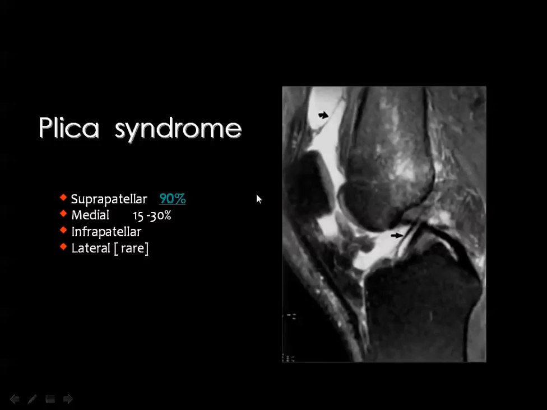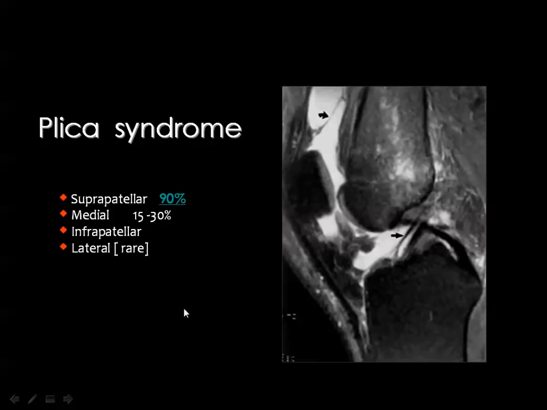Then the plica is a band of synovial thickening coursing through the synovial spaces. The most common one is located suprapatellar. This is an example. This is the patella, and this is a band of synovium crossing above the patella. Of course, you cannot see the synovial plica unless there is synovial effusion. Then you look in the T2 weighted images, and you can see a band like this. This is known as suprapatellar plica.